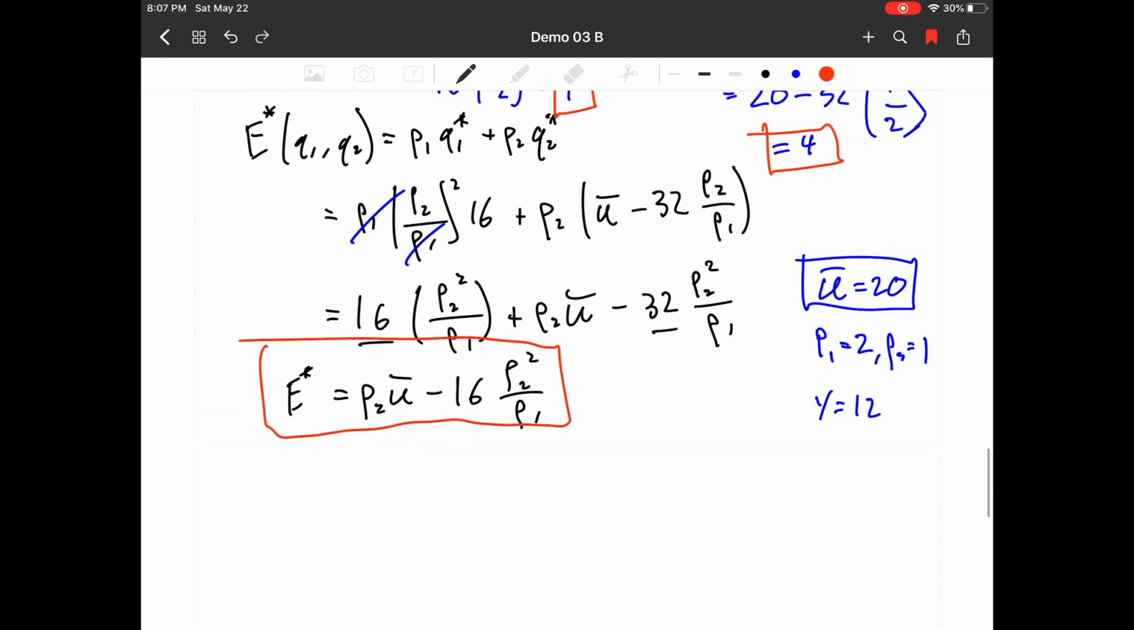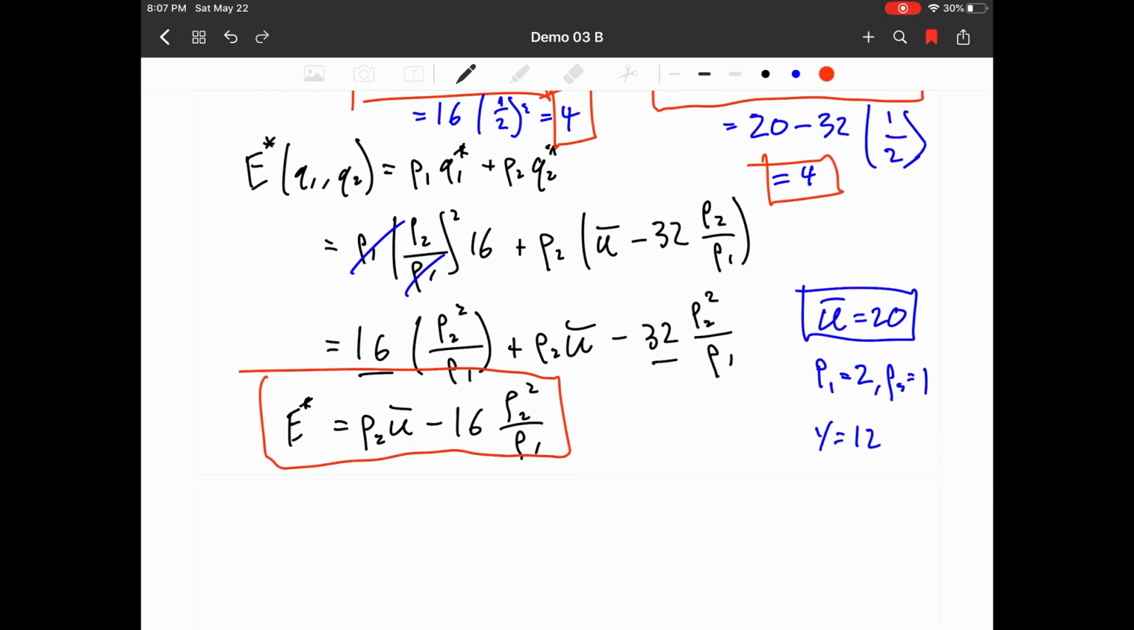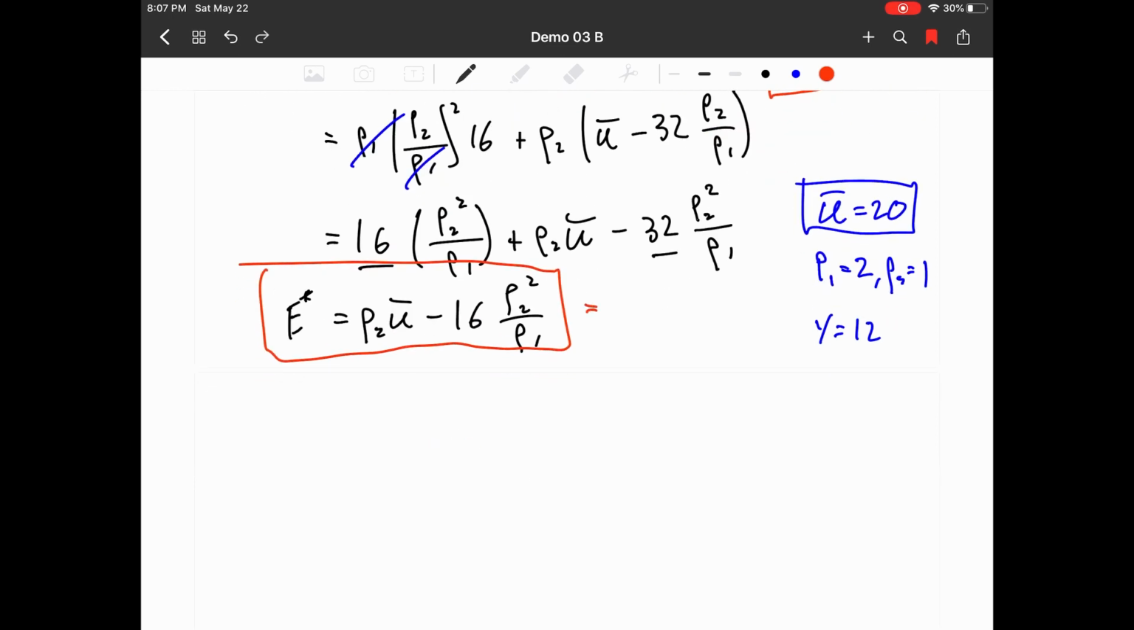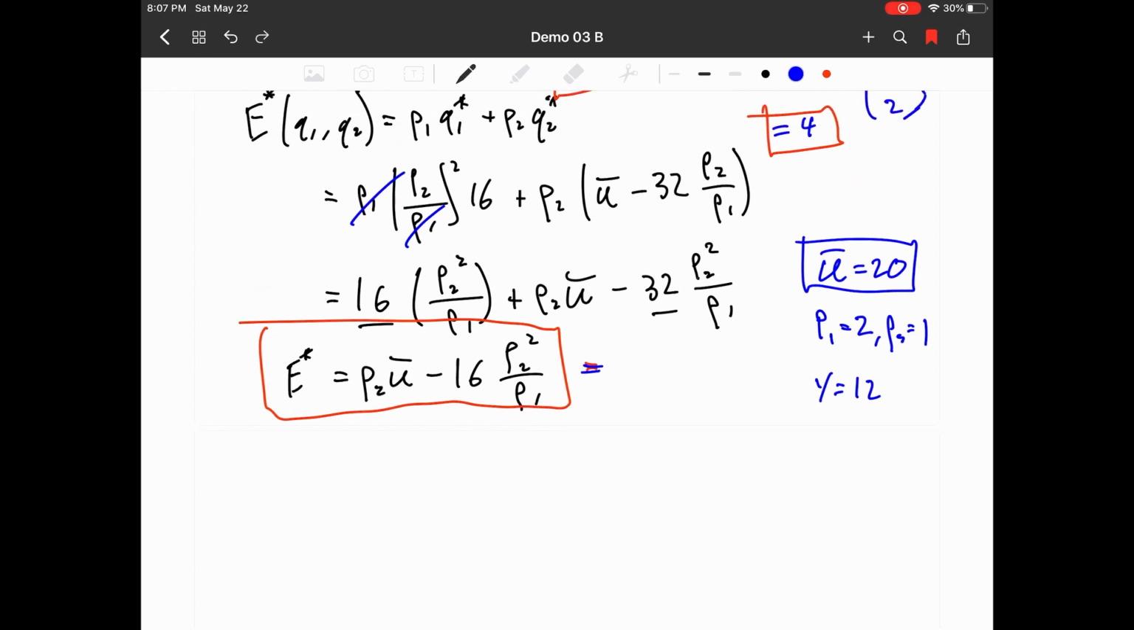So next, what we want to do is find our total expenditure. So let's plug our utility and price values in. So we have p2, which is 1, times u bar, which is 20, minus 16. Then we have p2 squared, which is just 1, over 2, which, I'll have to jump down to the next page, we have 20 minus 8, which is 12. And again, that verifies our expenditure.